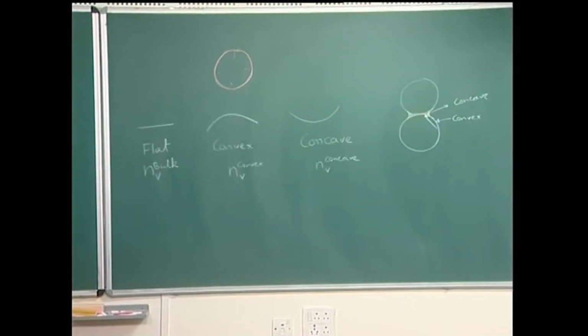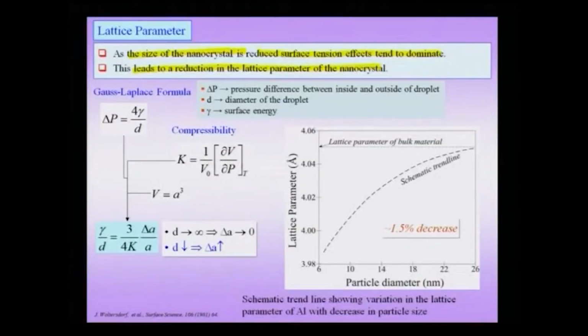Now, this effect actually leads to a decrease in the lattice parameter of the crystal, and the typical decrease when you decrease the size to about 10 nanometer is about 1.5% decrease in the lattice parameter when you go from a bulk single crystal to a particle of about 10 nanometer size. So, this is a decrease you are talking about in the value of the lattice parameter.